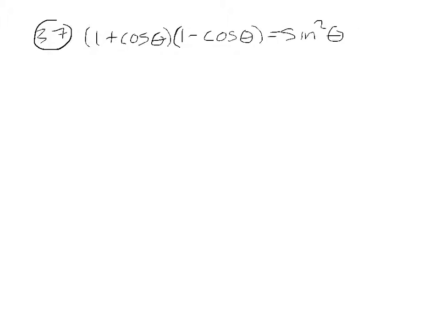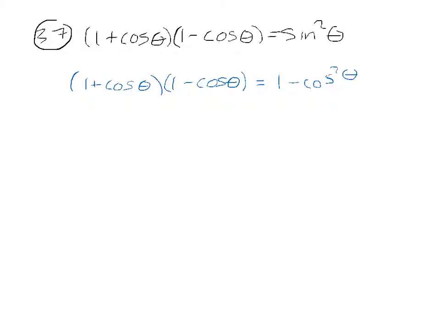So now we're looking at 37 on page 149. It looks like my complicated side is going to be the 1 plus cosine times 1 minus cosine. So this is where you need to FOIL them out. You either FOIL them out or use a box. And when you do that, you're going to get 1 minus cosine squared. Now, when you look at your identities, there is no identity that has 1 minus cosine squared, is there? And there is no identity that has just cosine squared equals something, right?